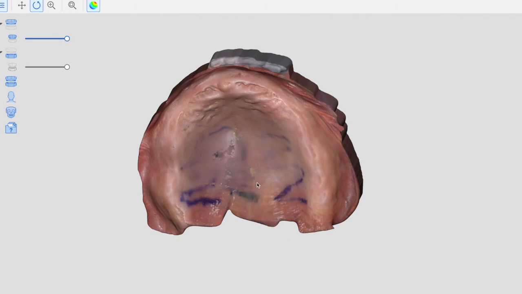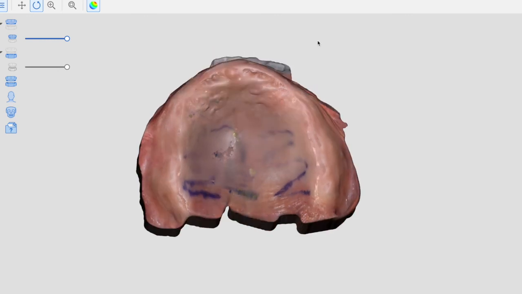The next one is the mid-palatine suture line. And after that, you can see there's the rugae area right here, and this. And the last one is the incisive papilla.